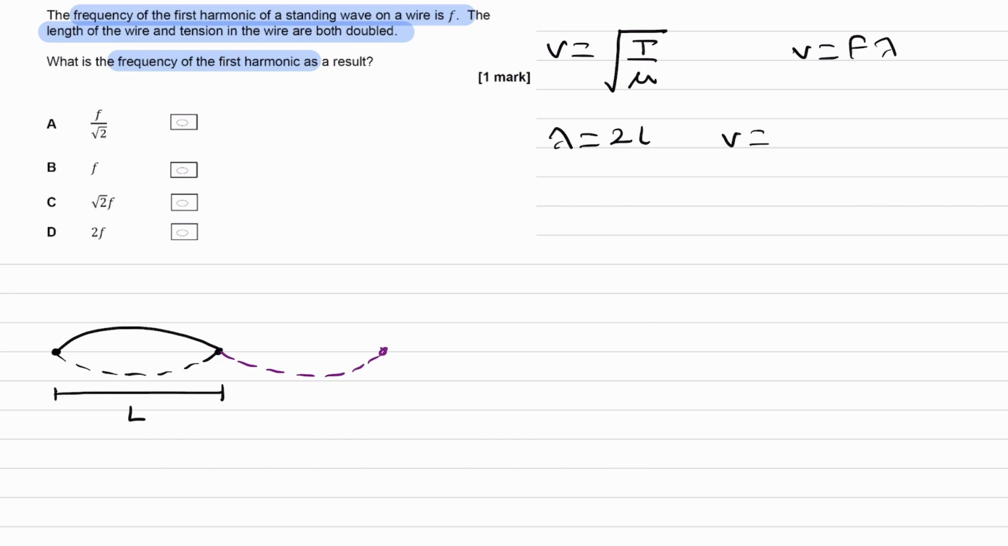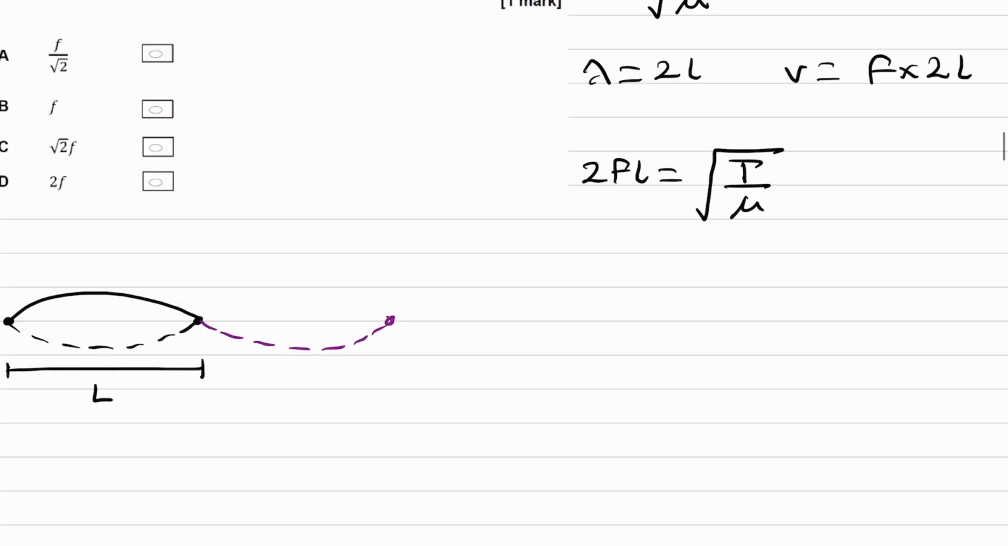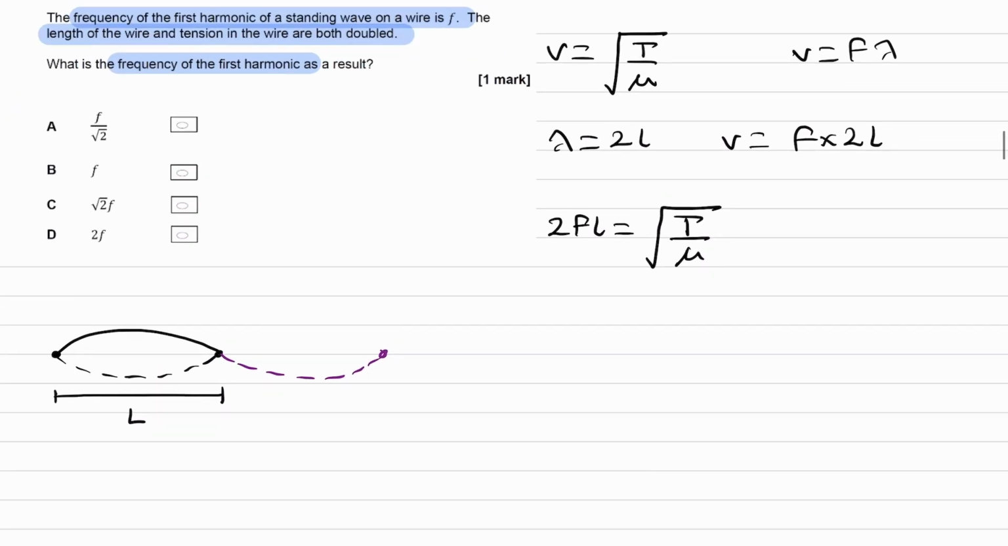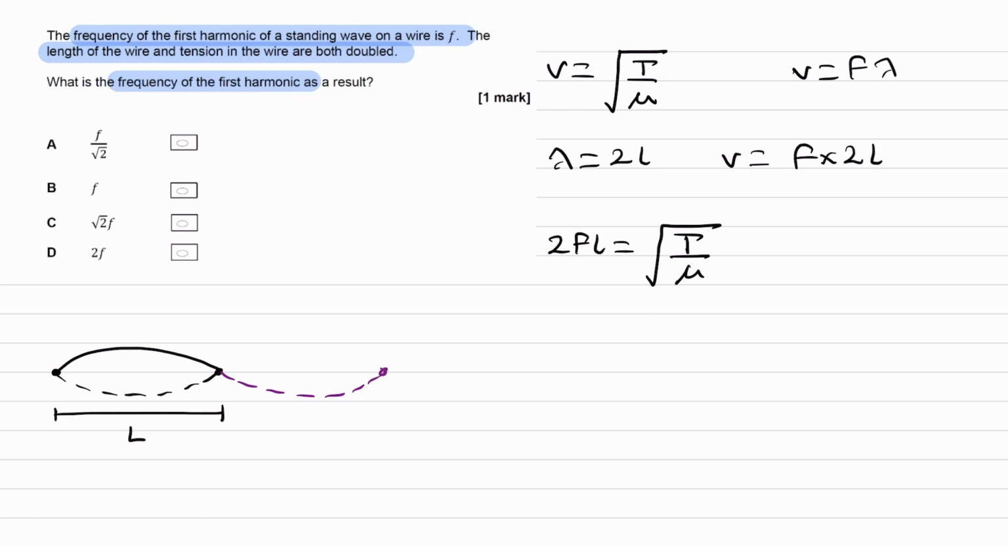The wave speed then becomes frequency times 2L. Put that into this equation up here. We end up with 2fL is equal to root T over mu. Okay, we're looking to see how the frequency varies in the question. That's what it's asking us to do. How does the frequency vary?